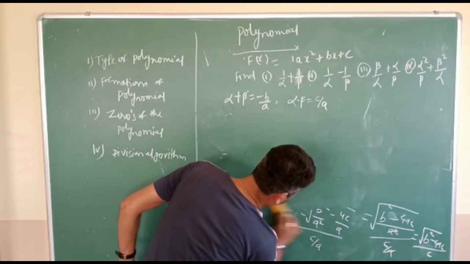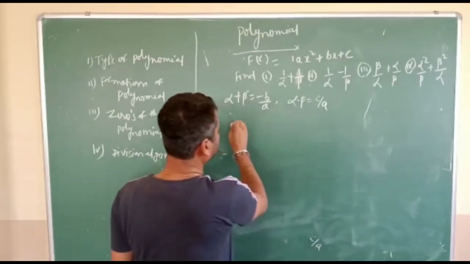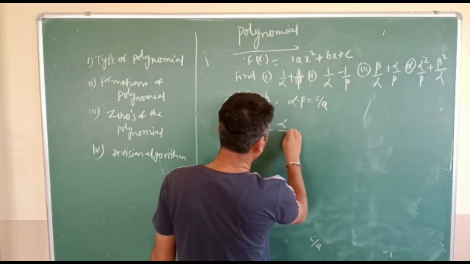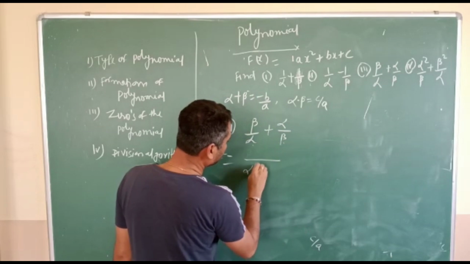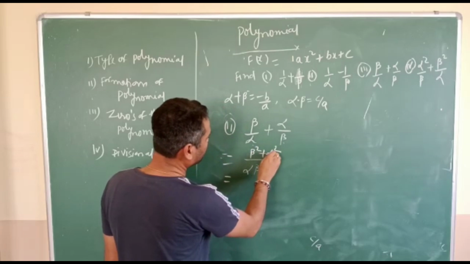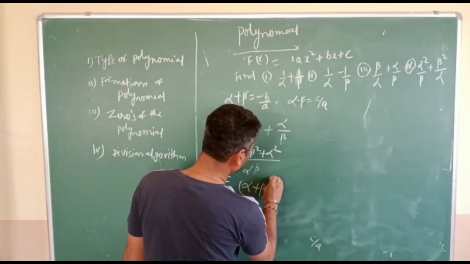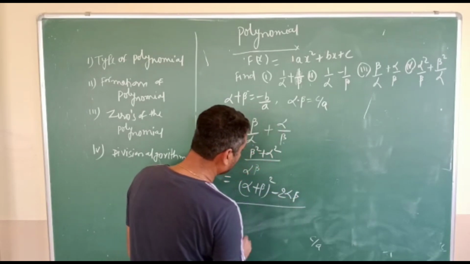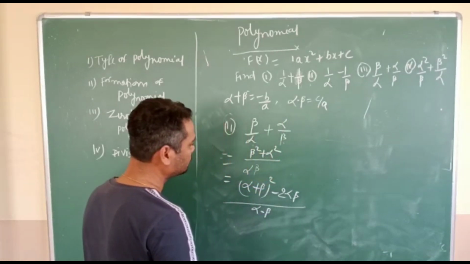Now come to question number 3. My question number 3 is beta by alpha plus alpha by beta. Simple. Again, if we take LCM, this is going to be alpha beta in the denominator and beta square plus alpha square in the numerator. Now beta square plus alpha square is nothing but alpha plus beta whole square minus 2 alpha beta, and in the denominator we have alpha into beta.